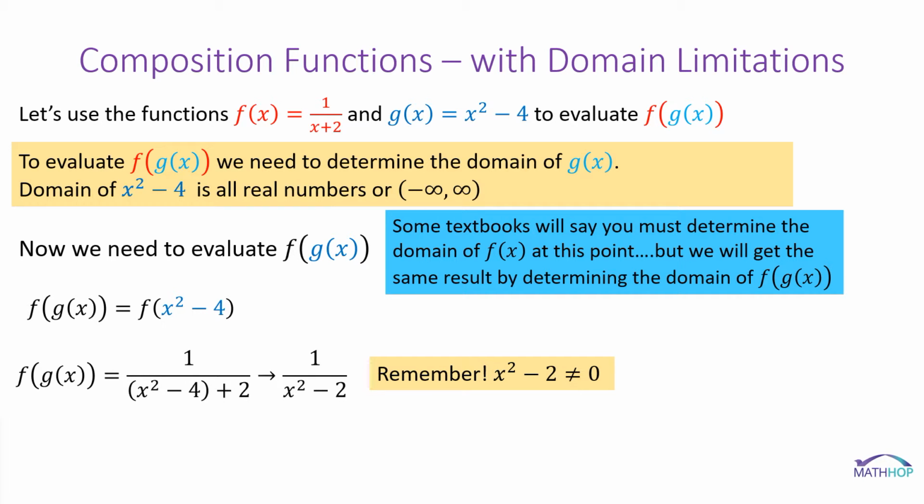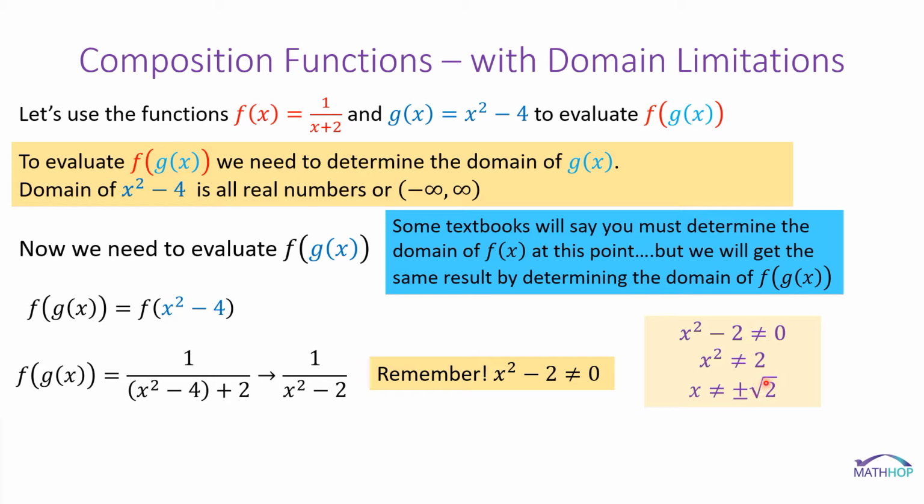Okay, remember, x squared minus 2 is not allowed to equal 0. So even though I have f of g of x, I have a domain limitation. And what do I have as my domain limitation? Since x squared minus 2 can't equal 0, we solve for 0. What makes it 0? Positive and negative square root of 2. So that's our domain limitation.